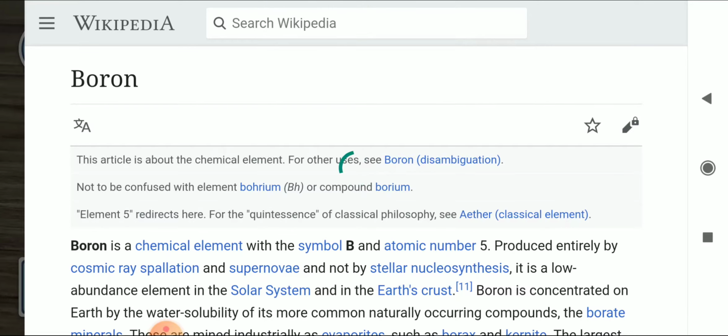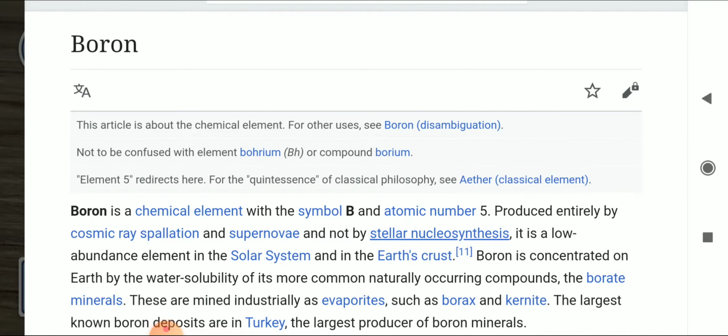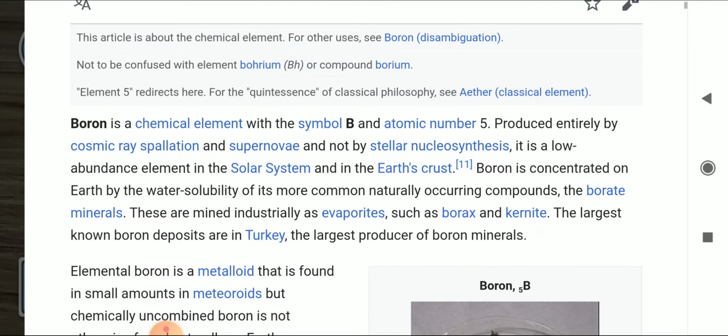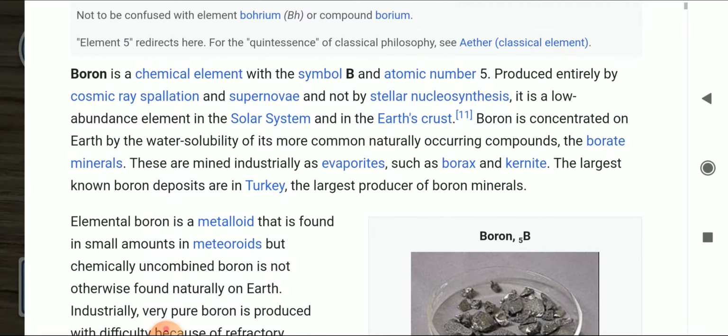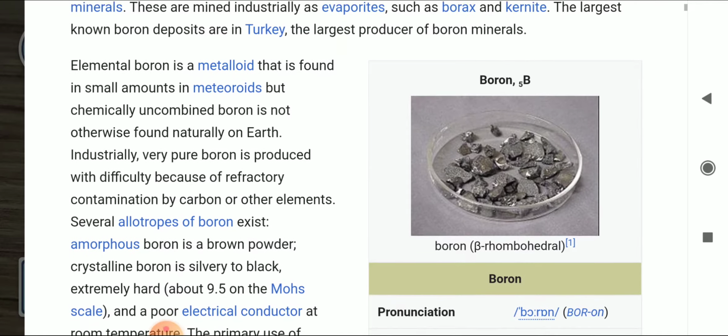Boron is a chemical element with the symbol B and atomic number 5, produced entirely by cosmic ray spallation and supernovae, not by stellar nucleosynthesis. It is a low-abundance element in the solar system and in the earth's crust. All more details are here. You may go through these details. I think it is very useful for you.